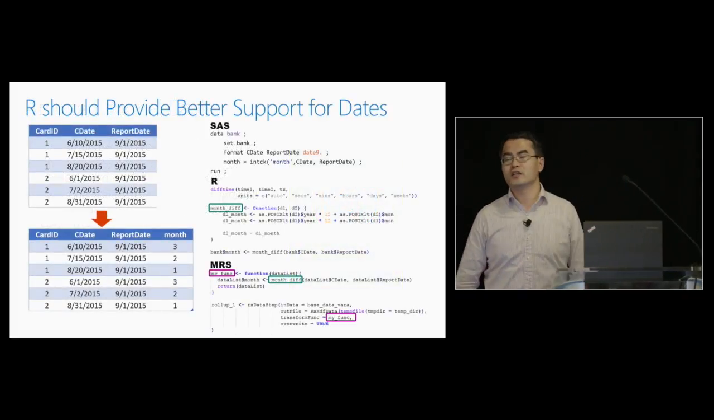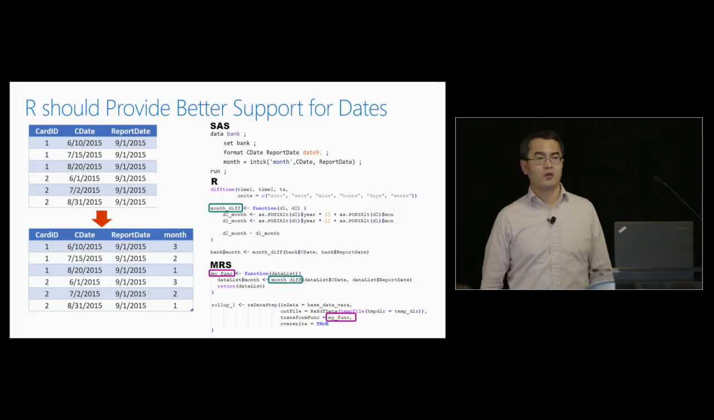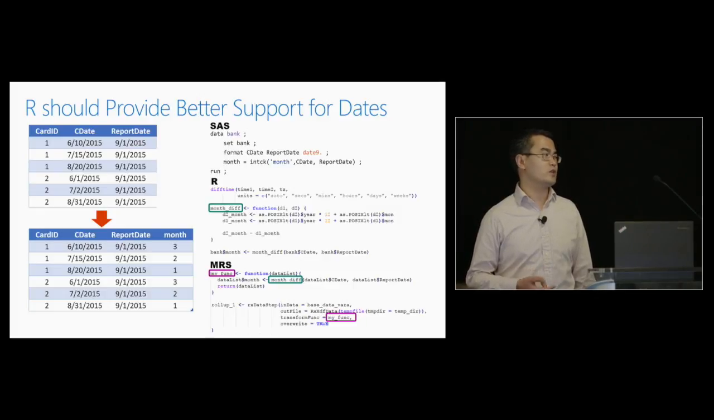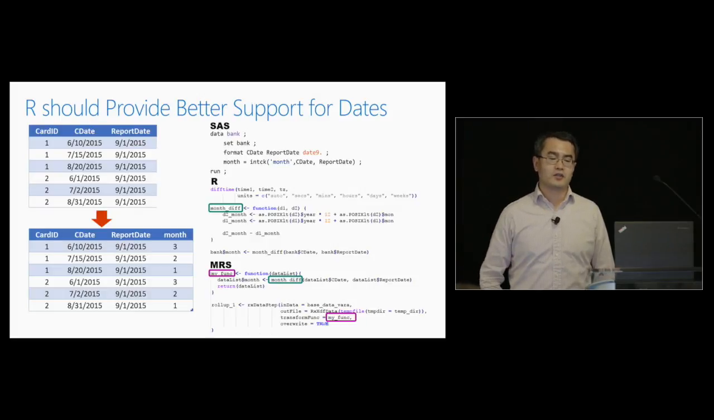The first lesson we learned is that R should provide better support for data manipulations. To the top left here, there's a small data set with a card ID column, a C date column, and a report date column. So two dates. What we want to do is calculate the difference in months between these two dates. Simple, right? For the first row, the difference between June the 10th and September the 1st should be 3 months. Second row, the difference between July the 15th and September the 1st should be 2 months. In SAS, there's a function called INTCK. It calculates the difference between these two dates.